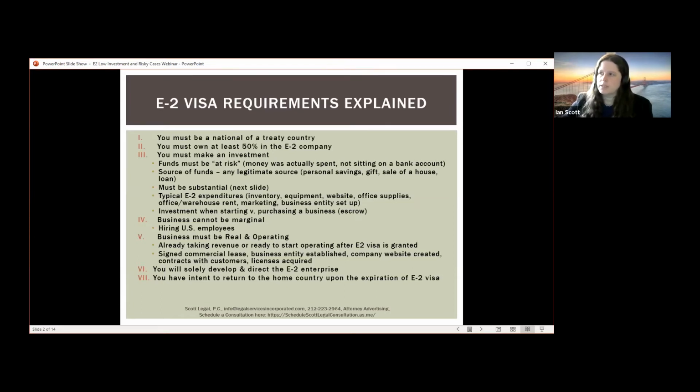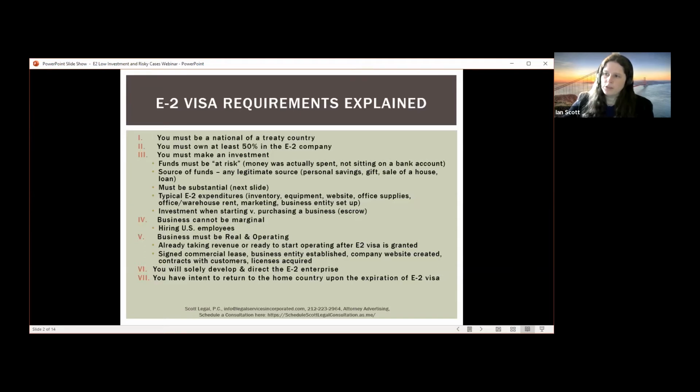Another requirement is that your business cannot be marginal. It must support more than just the investor and their family. What this translates to is that you need to hire US employees. So for startups, usually you'll show this in a business plan, including 5 years of financials. That includes a personnel plan showing that you plan to hire employees within that 5-year period. We generally recommend trying to hire somewhere between 3 to 5 full-time employees by the 5th year of operations.